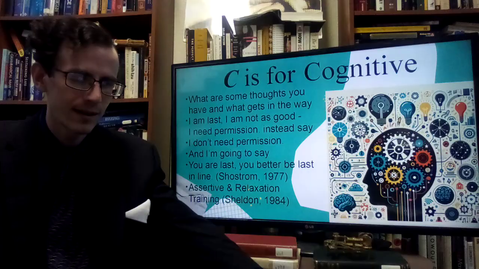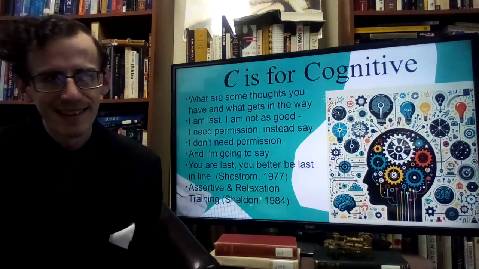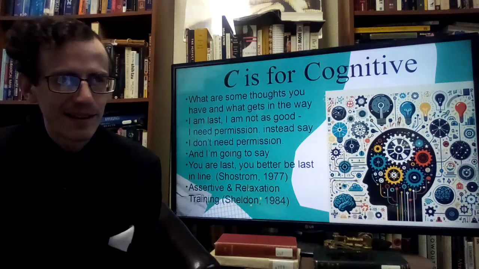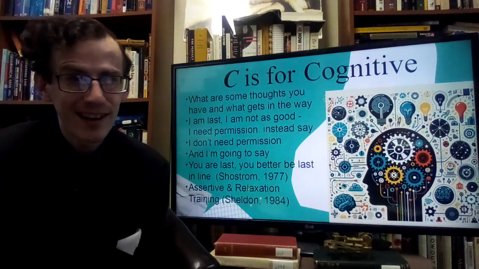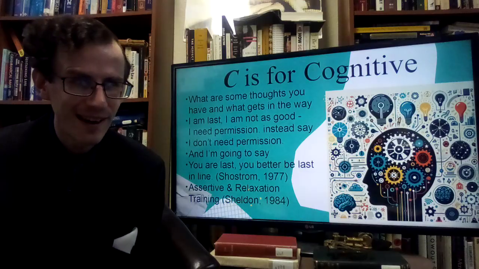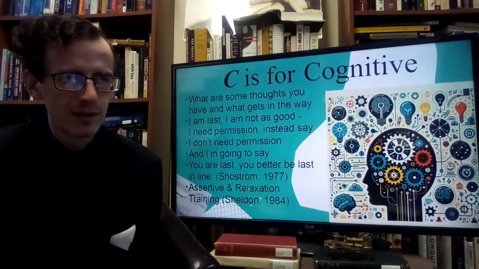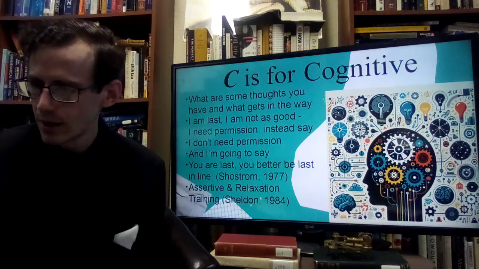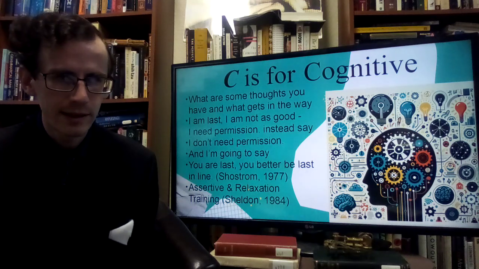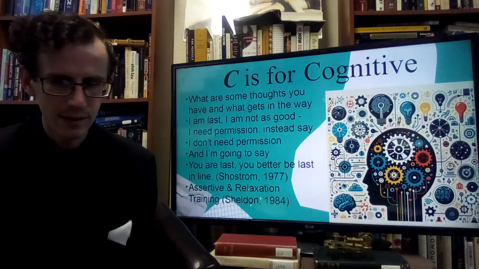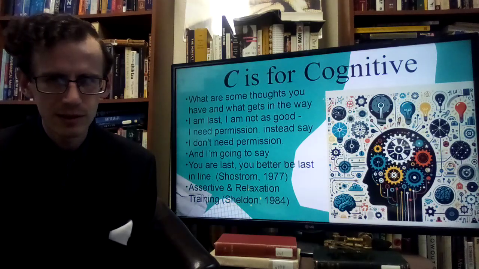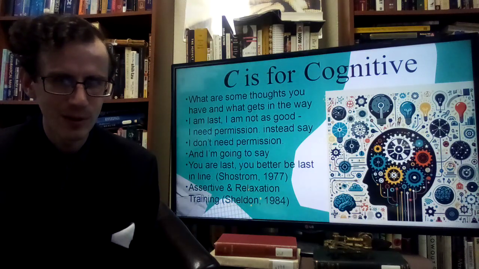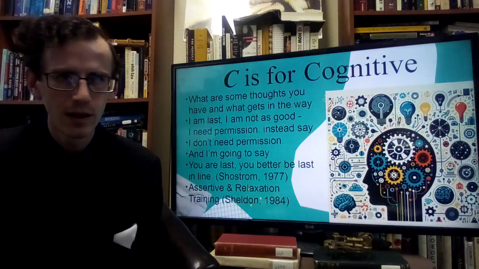C is for cognitive. What's cognitive? Well, that's thoughts. So what are some thoughts that you have? At this point, he's already gone through what are your dreams and all that. So what is getting in the way of it? And then really into assertiveness and relaxation training. So at any rate, those are some techniques. You can use any techniques that you want. This is just an approach for assessment.